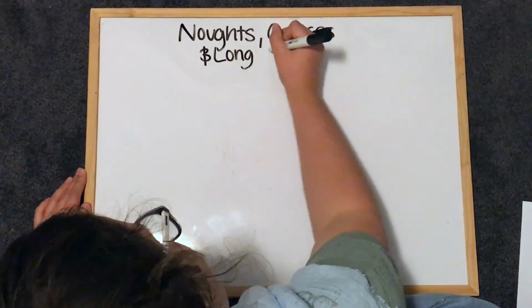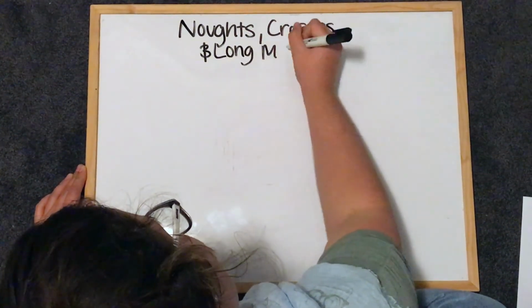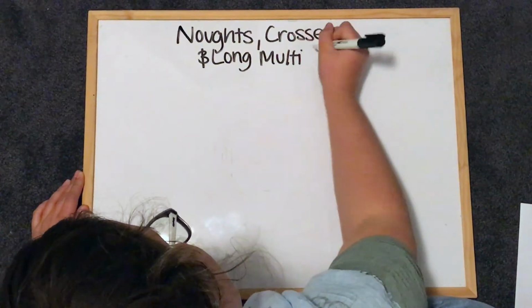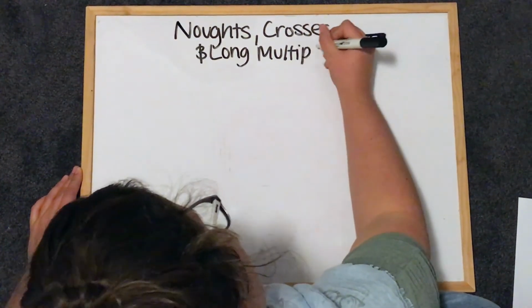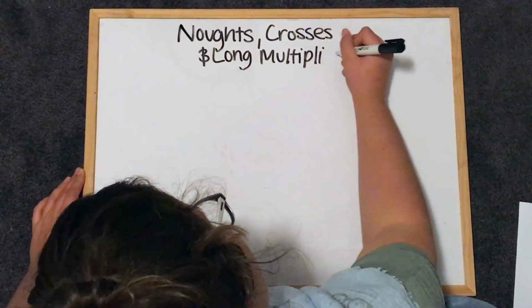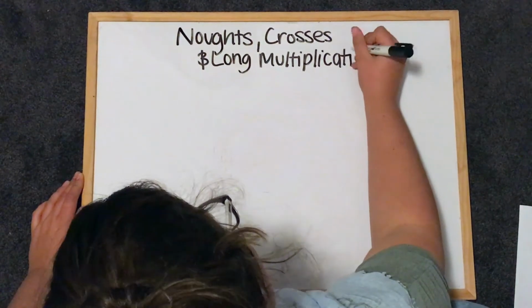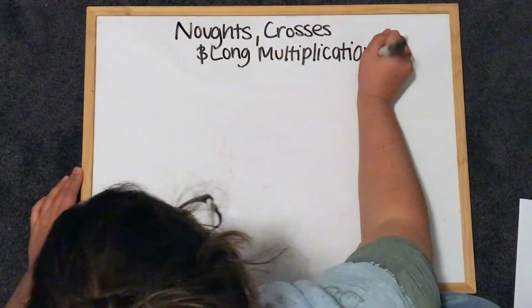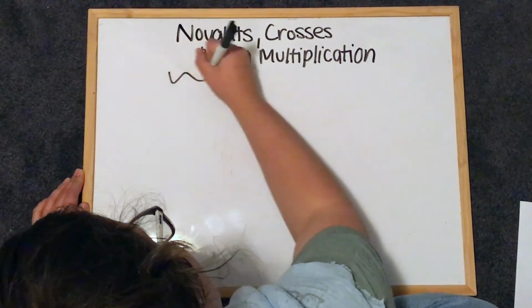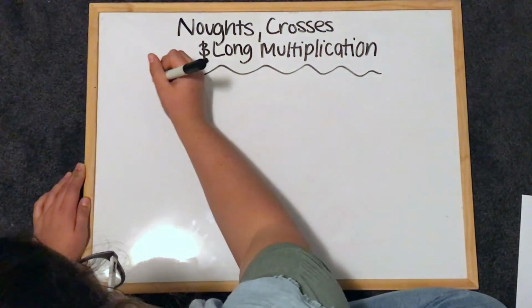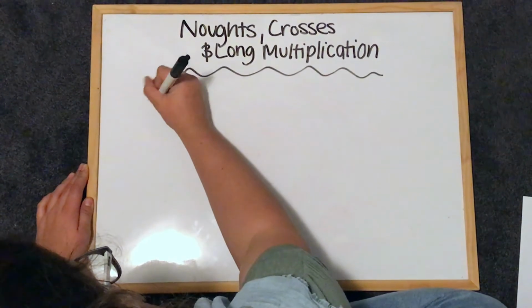Welcome to our tutorial on the noughts and crosses technique for long multiplication. In this tutorial we will demonstrate the step-by-step process to long multiplication. Our first example will be 36 multiplied by 47.